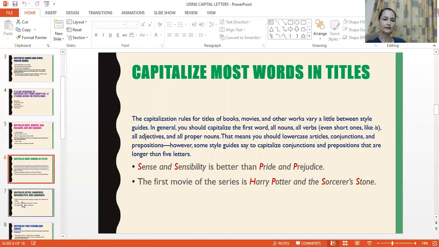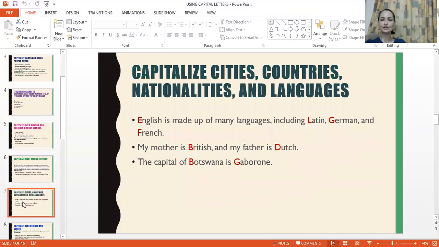All right? Now, the next thing, countries, nationalities, and languages. We talked a little bit about cities and countries. Now let's also mention nationalities and languages. Yes, they should be capitalized. All the time when you deal with a language or a nationality, write them with capital letters. Look, English is made up of many languages, including Latin, German, and French, all capitalized. My mother is British, nationality, capital, and my father is Dutch, nationality, capital. Right? Next.